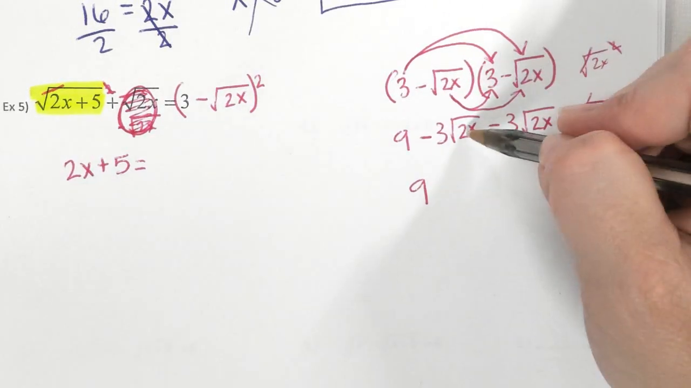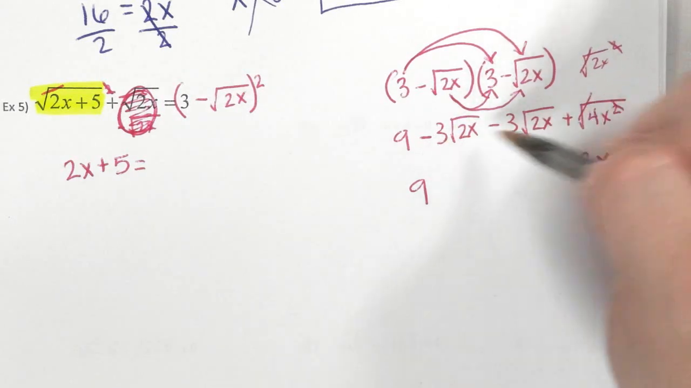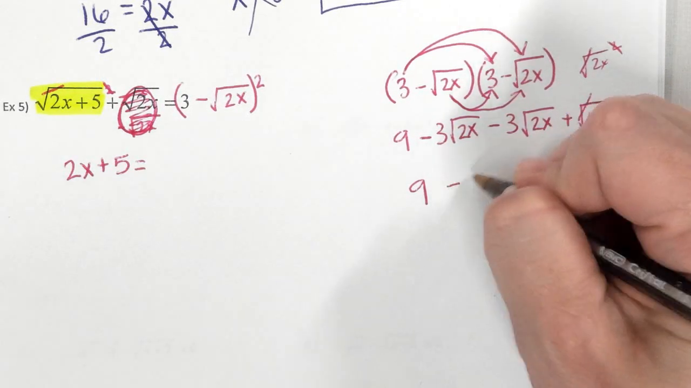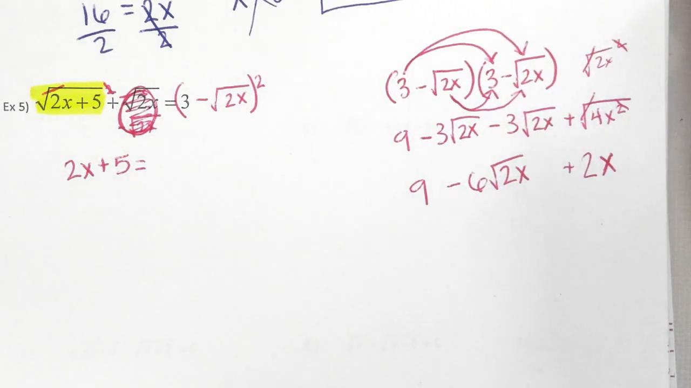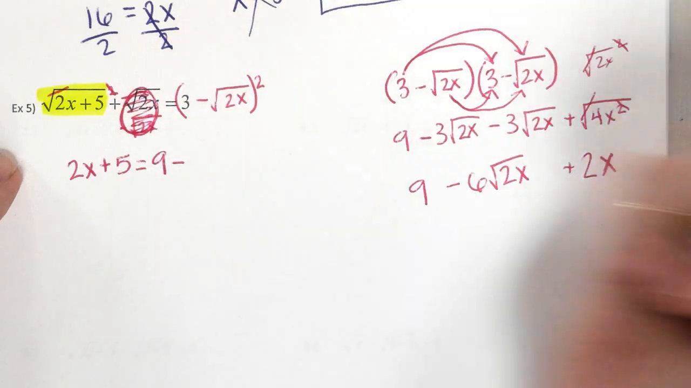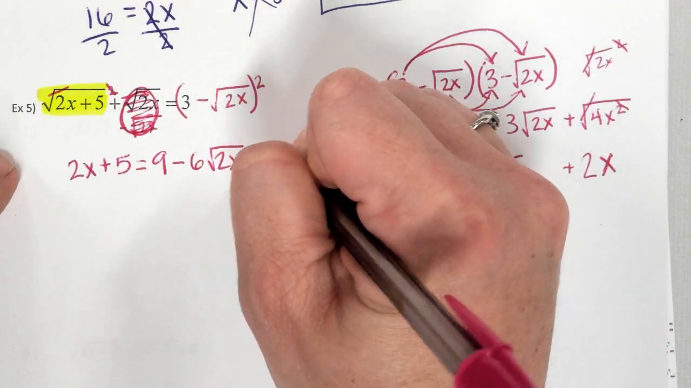And then in the middle, 2x doesn't simplify, 2 is prime, x doesn't have an exponent. What's negative 3 minus 3? So we have negative 6 square root of 2x. I'm trying to put words together. Making up my own words. So we have 9 minus 6 square root of 2x plus 2x.